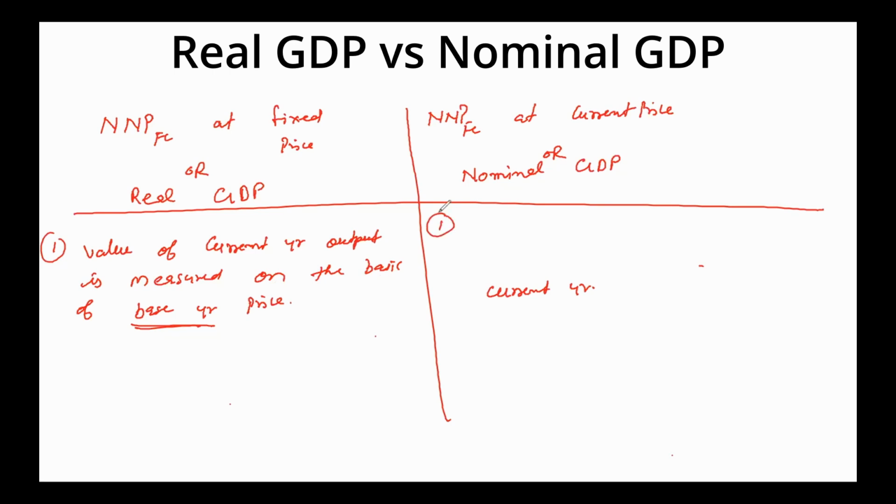So value of current year output measured on the basis of base year price is called national income at fixed price. And on the other hand, if the value of current year output is measured on the basis of current year price, it is called national income at current price. अब ये तो इकोनॉमिक्स की टर्म्स में बच्चों को कई बार लैंग्वेज क्लियर नहीं होती, तो हम इसको एग्जांपल से प्रूव करते हैं कि इसका एक्चुअल मीनिंग क्या है.